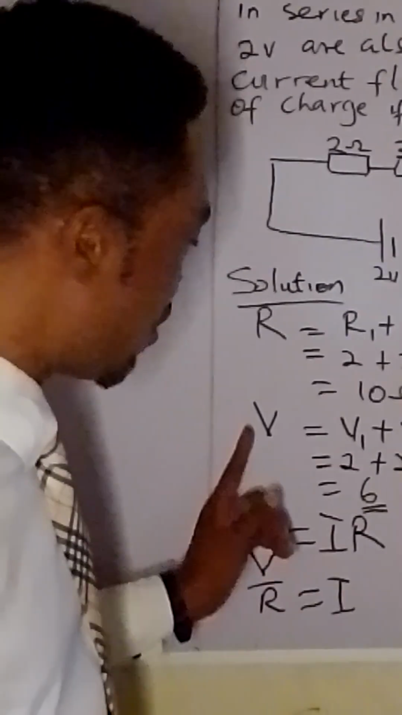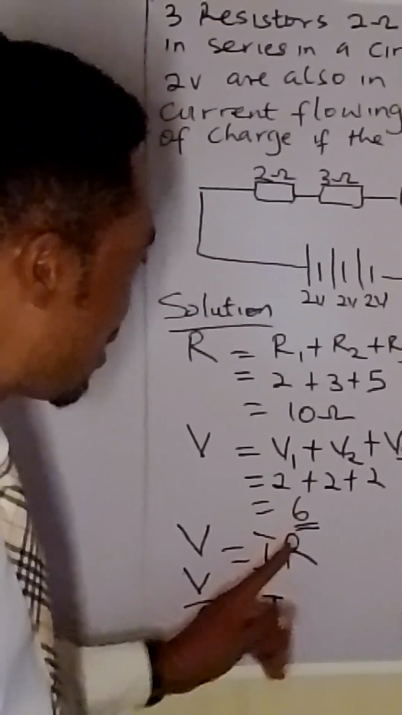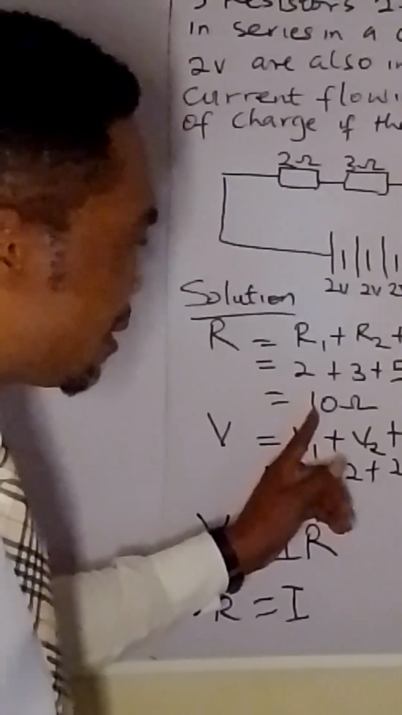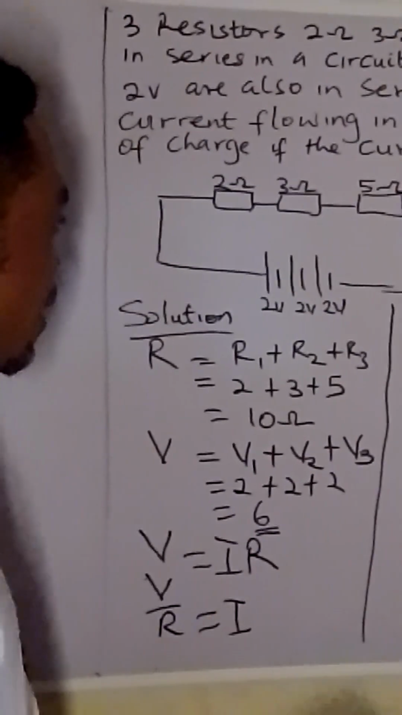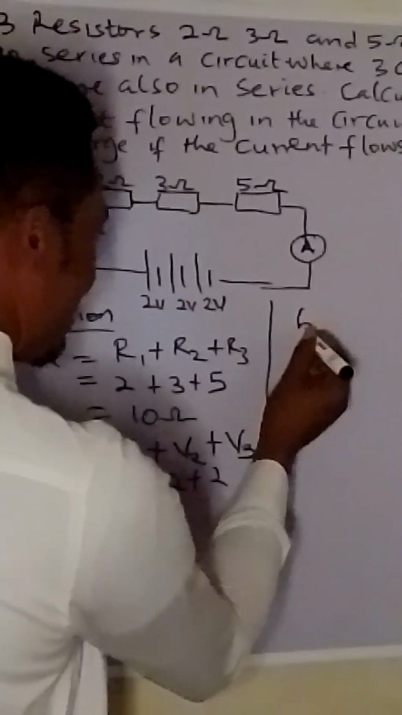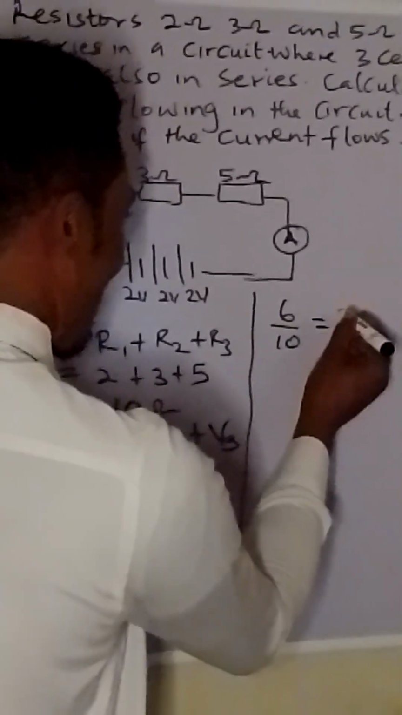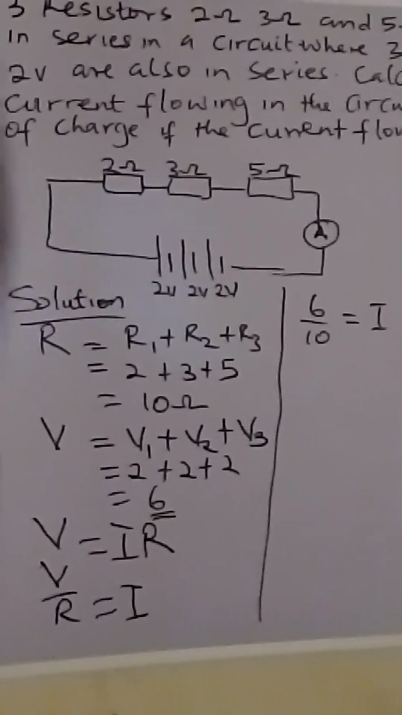Now we substitute the values. What's the value of our V, the potential difference? It is 6. And what is the value of our R? It is 10. When we substitute, we will now have 6 all over 10 is equal to I. And 6 all over 10.